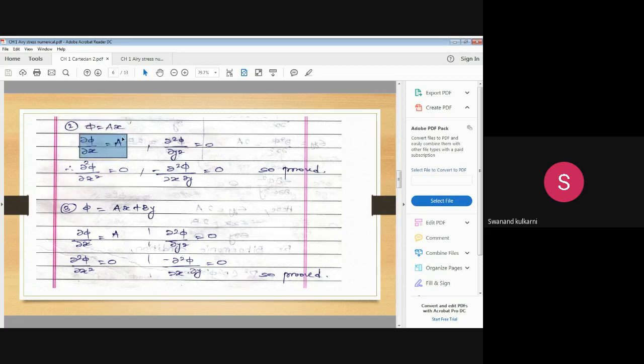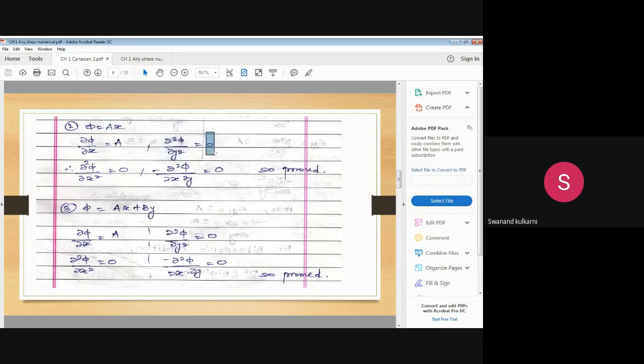φ is equal to Ax is the function. So differentiating with respect to x, that becomes ∂φ/∂x, which will be equal to A. And again in the second differentiation, ∂²φ/∂x², that will become equal to 0. Similarly, for this function φ, if we differentiate with respect to y, ∂φ/∂y is definitely going to become equal to 0. That's why ∂²φ/∂y² is equal to 0 again.